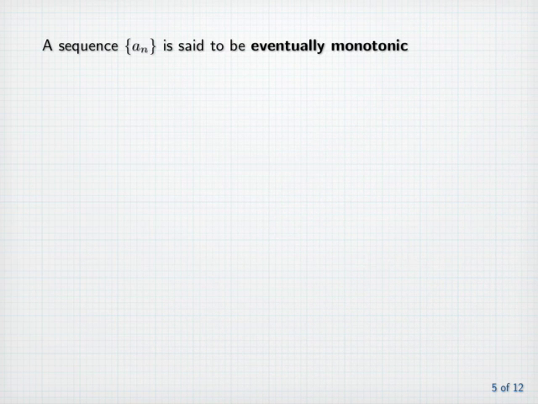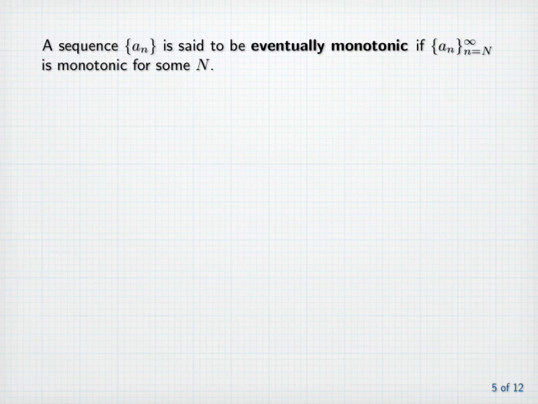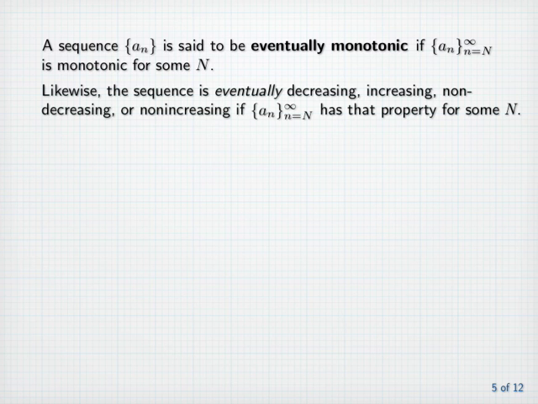A sequence a sub n is said to be eventually monotonic if the sequence a sub n, as n goes from capital N to infinity, is monotonic for some N. In other words, all of the terms of the sequence, starting with the capital Nth one, satisfy the definition of being non-increasing or non-decreasing. Likewise, the sequence is eventually decreasing, increasing, non-decreasing, or non-increasing if the sequence beginning with little n equals capital N has that property for some capital N.